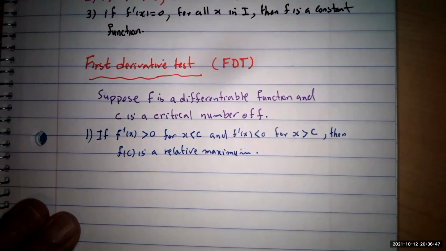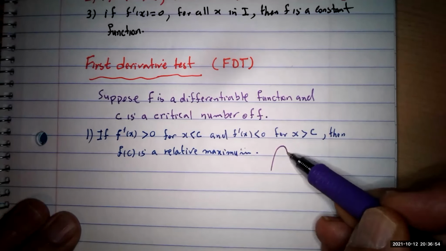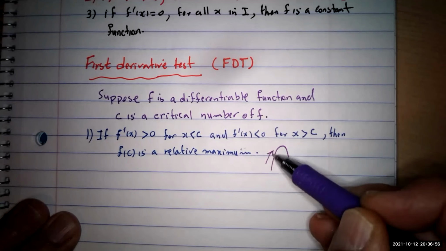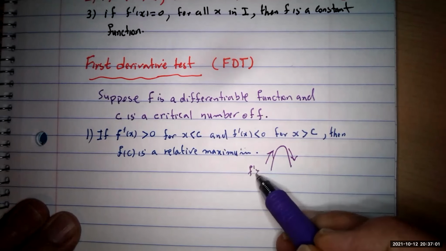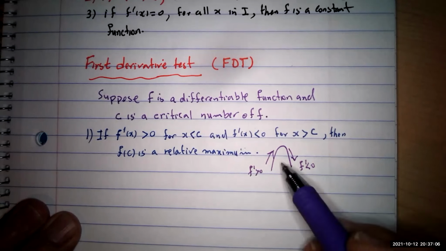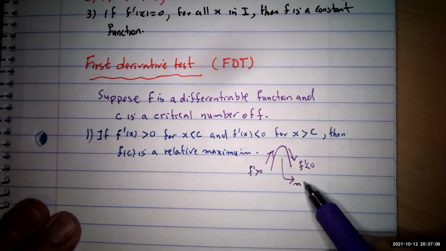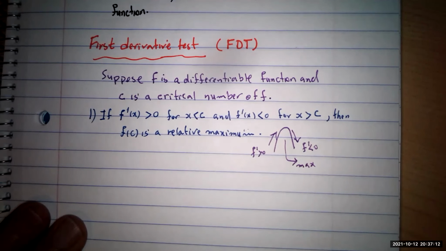And in order to remember it, this is the situation I'm going to have: it's up, down. Up means f prime positive, down means f prime negative. Up, down, maximum. That's case one. You already have a chart, you determine the sign, so quickly you can find out. Okay, that's case one.